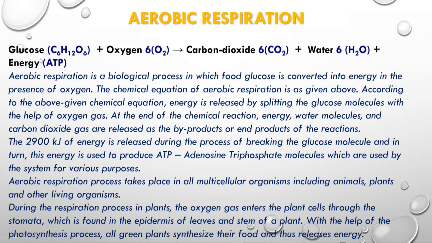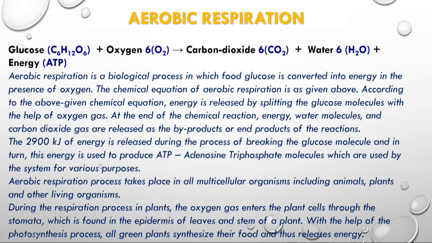Now, the 2900 kilojoules comes out when glucose, the C6H12O6 molecule, is being broken down in the presence of oxygen. So this amount of energy comes out from one glucose molecule. And aerobic respiration takes place in all the multicellular organisms, including animals, plants, and other living organisms.